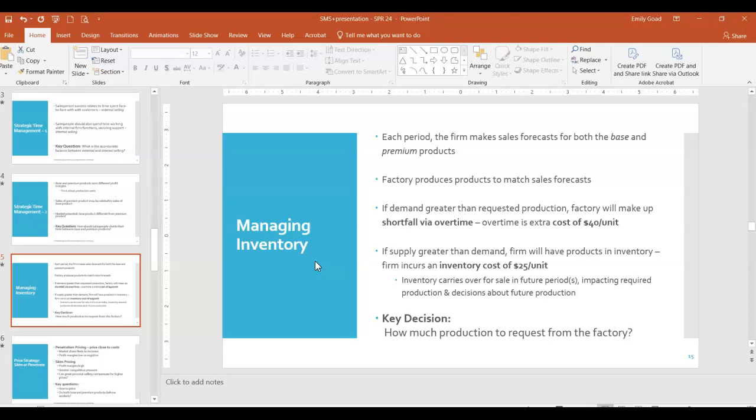If you don't make enough of your product, then the overtime cost for producing more is $40 per unit. If you make too much of your product, then the storage cost of that is $25 a unit. However, you can use those units that you're storing in future quarters.